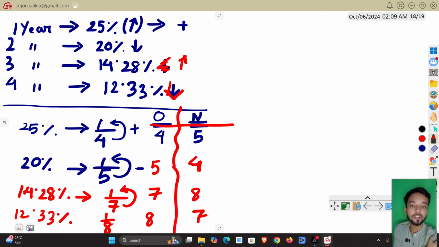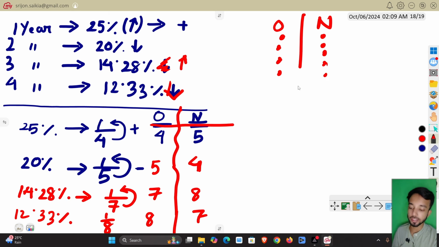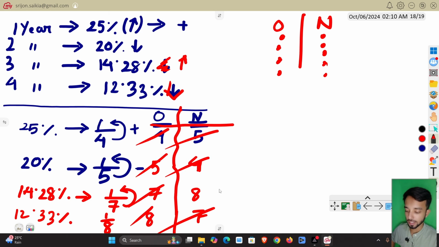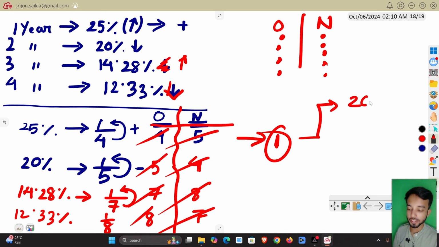If it's clear, now what you need to do is multiply all the original numbers, and then multiply all the new numbers. You can even cancel. 4 is cancelled with 4, 5 with 5, 7 with 7, 8 with 8. That means you got 1. This means that there is no increase or decrease in population. The population was 2000. Even now the population is 2000.